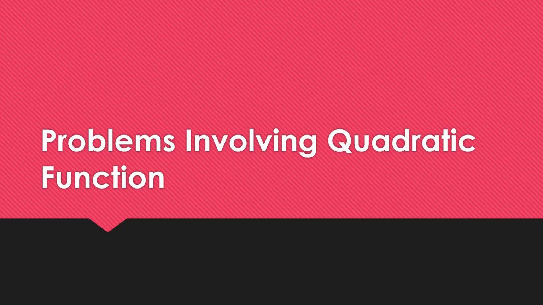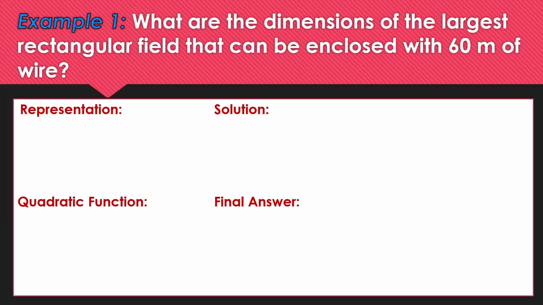Problems involving quadratic function. Example number 1. What are the dimensions of the largest rectangular field that can be enclosed with 60 meters of wire? To solve this problem, first we have to identify the representation. Let W be the width of the rectangular field.